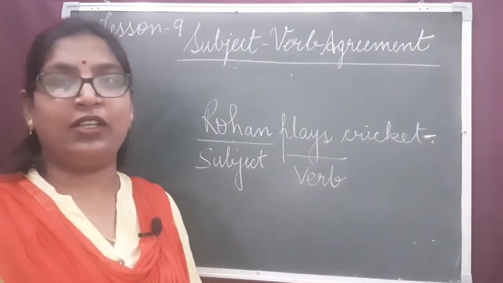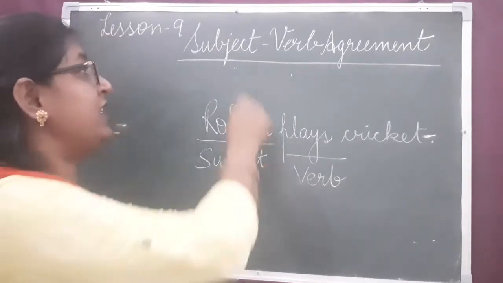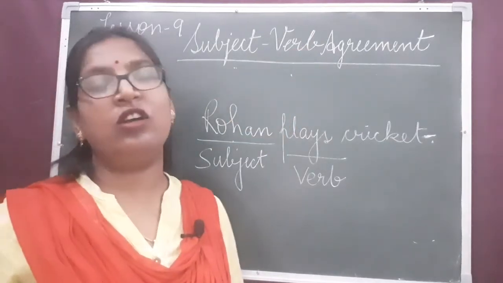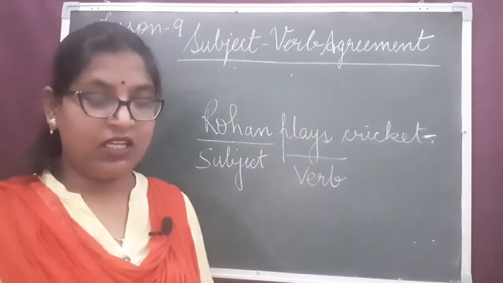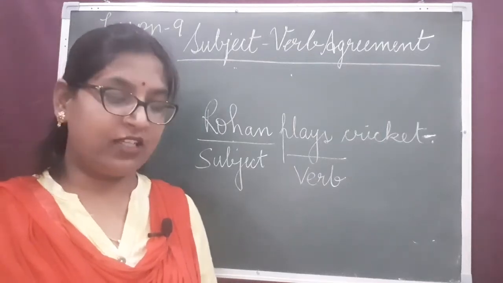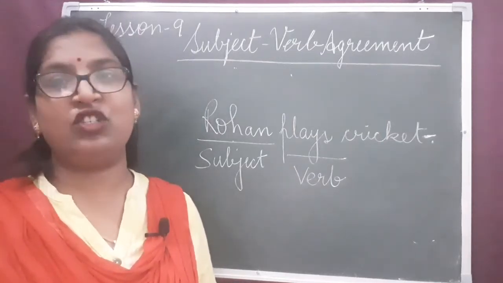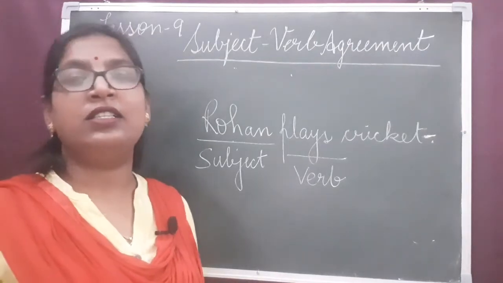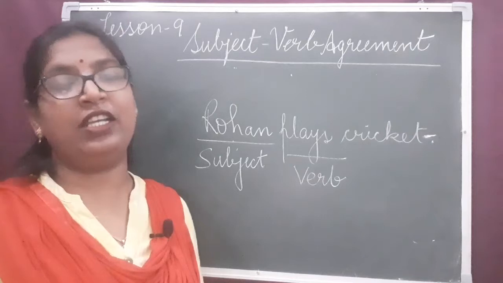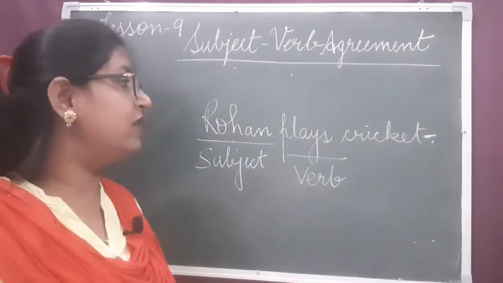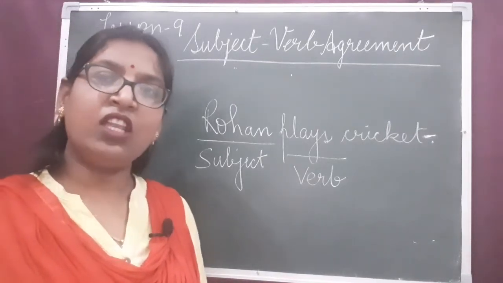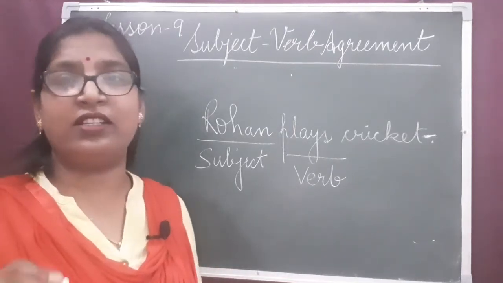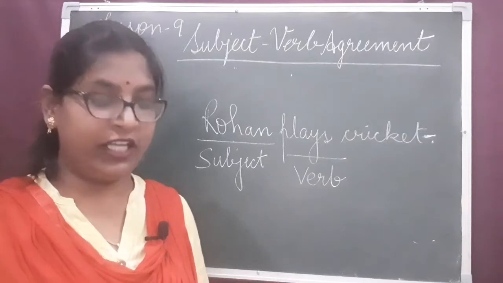And agreement. Today we are going to study subject-verb agreement. What is this? It is the idea that you want your subject and your verb to get along in a sentence. Your subject and verb should get along in a sentence. Now in detail we'll study what agreement is. First of all, we should understand the term agreement properly.